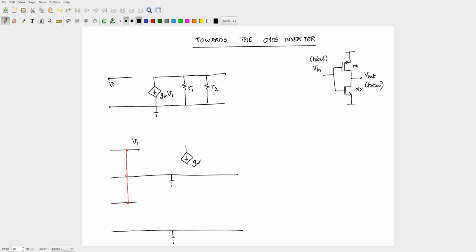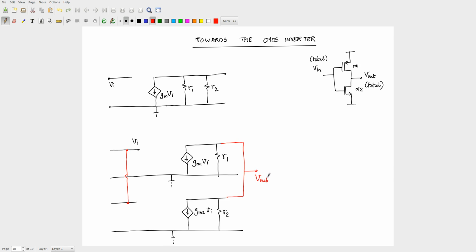Let me call that GM1 times VI, and here let me call that GM2 times VI. Okay. And let me call this R1, R2, and let me then connect these two and take the output here.